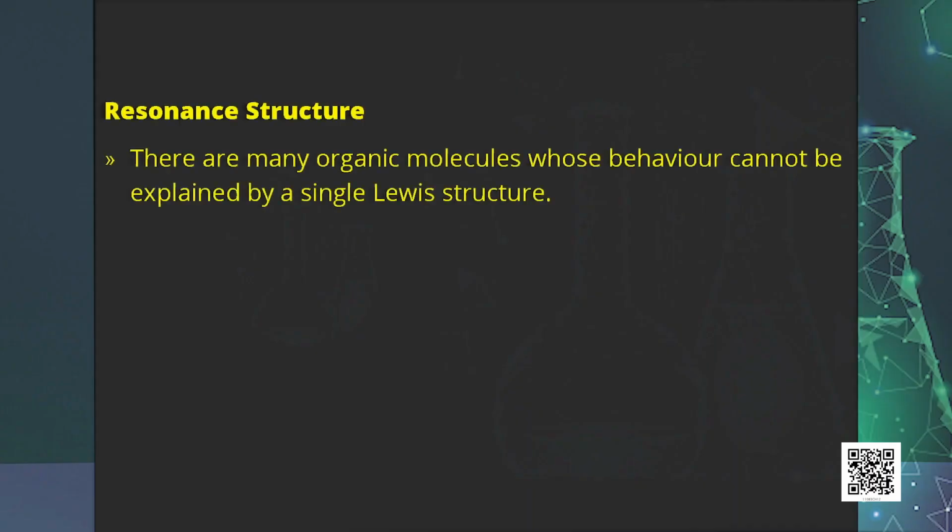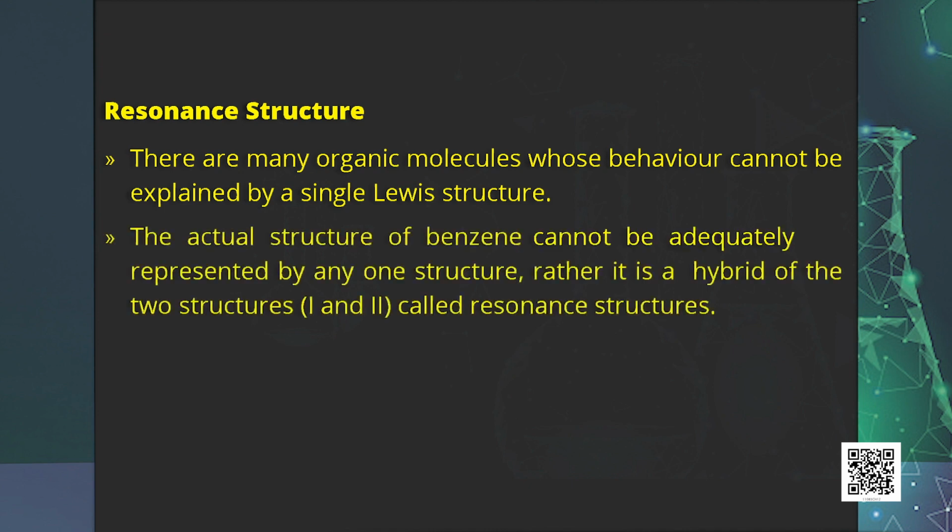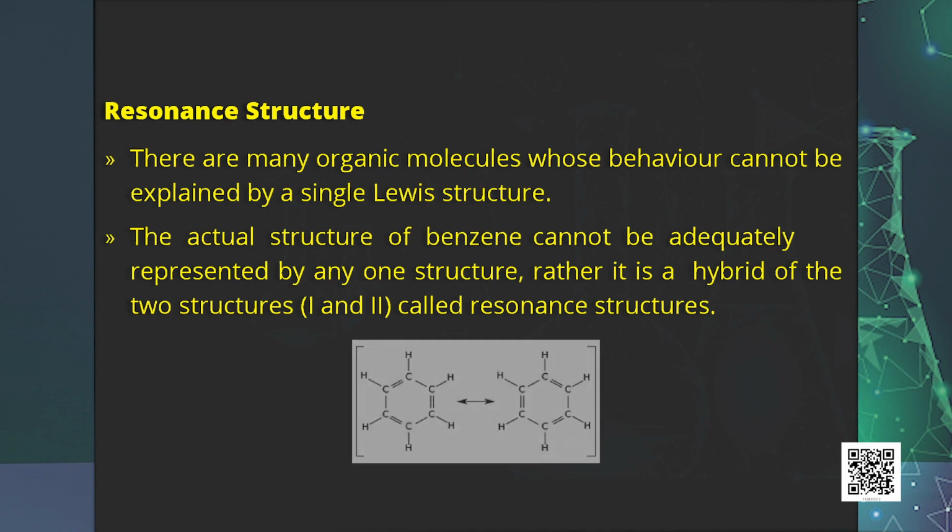There are many organic molecules whose behavior cannot be explained by a single Lewis structure. For example, the actual structure of benzene cannot be adequately represented by any one structure. Rather, it is a hybrid of the two structures where the positions of single and double bonds alternate. These two structures of benzene are shown in the slide and they are called resonance structures or canonical forms. The actual structure of benzene is a resonance hybrid of these two structures.